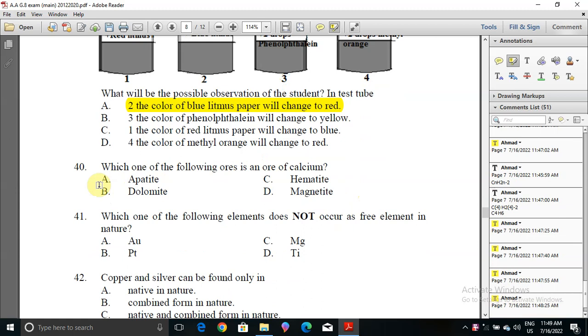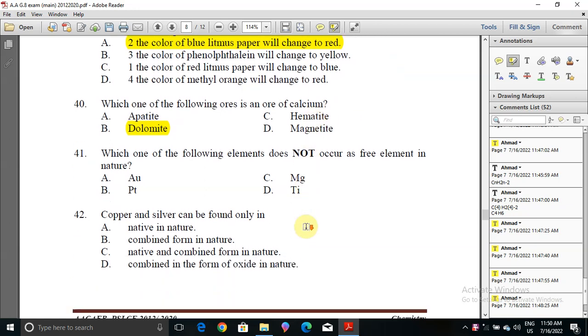Now question number 40, which one of the following ores is an ore of calcium? It will be dolomite. Dolomite is the ore of calcium. Okay, now question number 41, it says which one of the following elements does not occur as free element in nature? It will be magnesium.